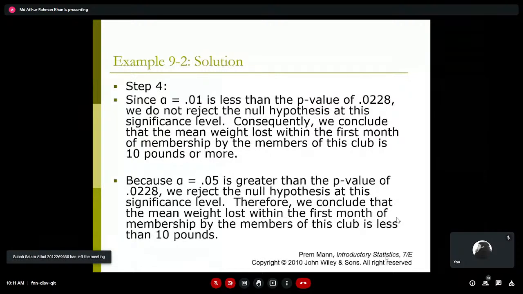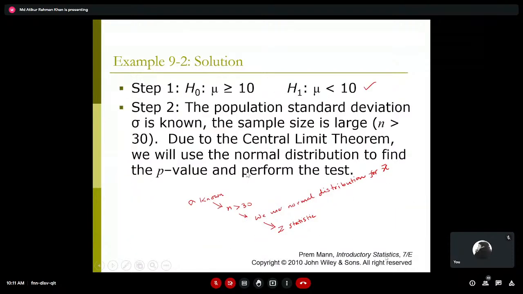Yeah, you can see here the difference of writing the conclusion when alpha equal to 0.01. We did not reject the null hypothesis. That is why we conclude that the mean weight loss within the first month of membership by the members of this club is 10 pounds or more. Yep, that's completely about the null hypothesis because we did not reject the null hypothesis.